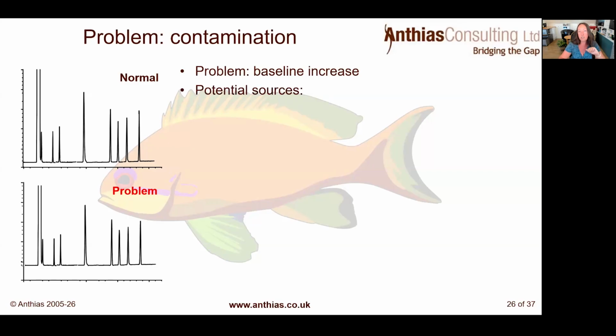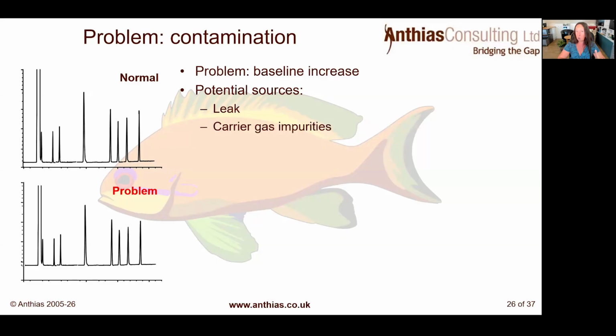So our potential sources here: it could be a leak. If you've got a leak, then of course you've got oxygen going to the column, you're going to get more bleed, a higher amount of column bleed in there. So we'll see that higher baseline.